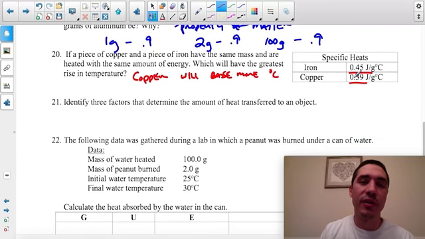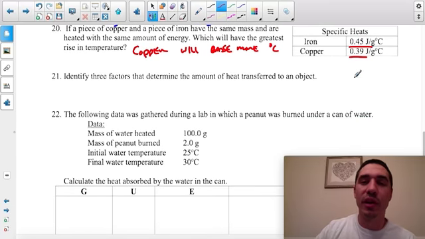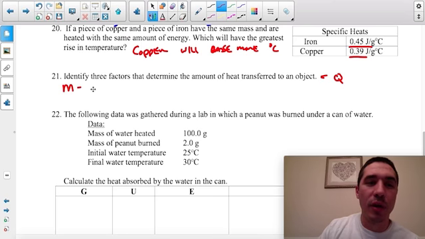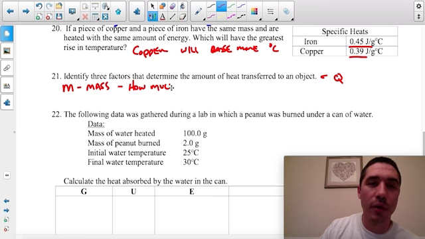Identify 3 factors that determine the amount of heat transferred to an object. So when I'm trying to figure out heat transferred to an object, we're talking about Q. And the factors that are going to affect that are going to be M for mass, which basically is like how much of your substance are you increasing the temperature of. C is the specific heat capacity, which is that thing that we had just defined. And then finally, delta T, which is change in temperature.